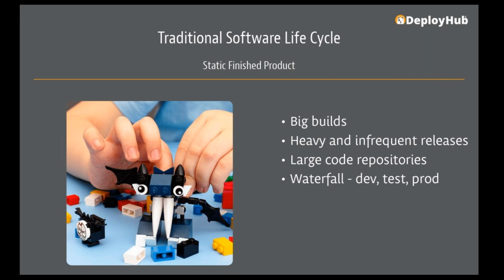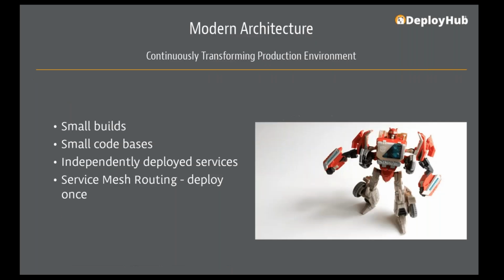So we might make small changes to the code, but the rest of the waterfall practices have kept us from really achieving the promise of agile. So this got me thinking, it's like we're moving from more of a Legos mentality to more of a Transformers mentality, whereby we have the ability to have a continually transforming production environment. And modern architecture gets us there in a way that Agile could not.